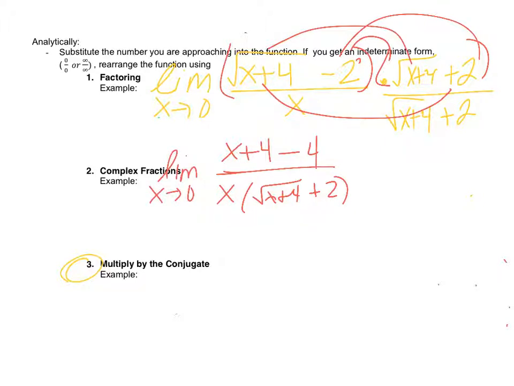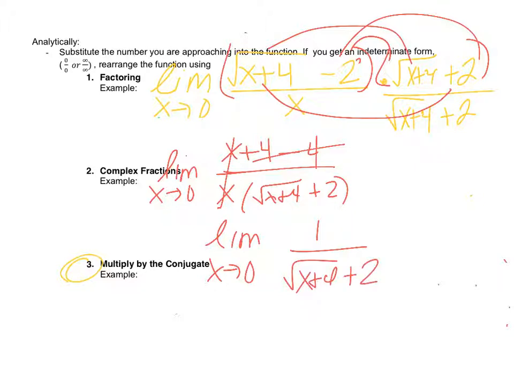Okay, so let's clean this up. We have 4 minus 4, that's gone, that's 0. X is going to be the only thing left up top, so that x can cancel with that one. So I have the limit as x approaches 0 of 1 over the square root of x plus 4 plus 2. Okay, now let's substitute in the 0 and see if I did enough to get my answer. The square root of 0 plus 4 is square root of 4, plus 2 is going to be 4, and 1 over 4. So my answer is just 1/4. Okay, so multiplying by the conjugate, another way to solve limits analytically.